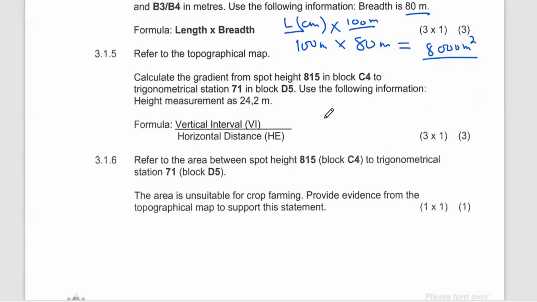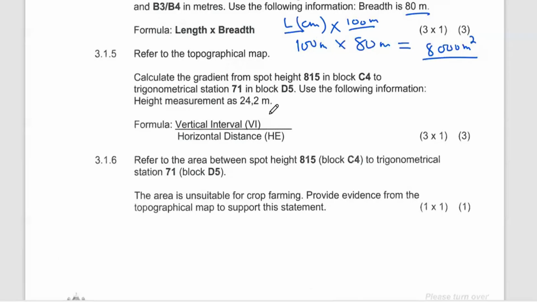Then it says calculate the gradient from spot height 815 in block C4 to the trigonometrical station 71 in block D1. Use the height measurement information, 24.2 meters. That is your height measurement.